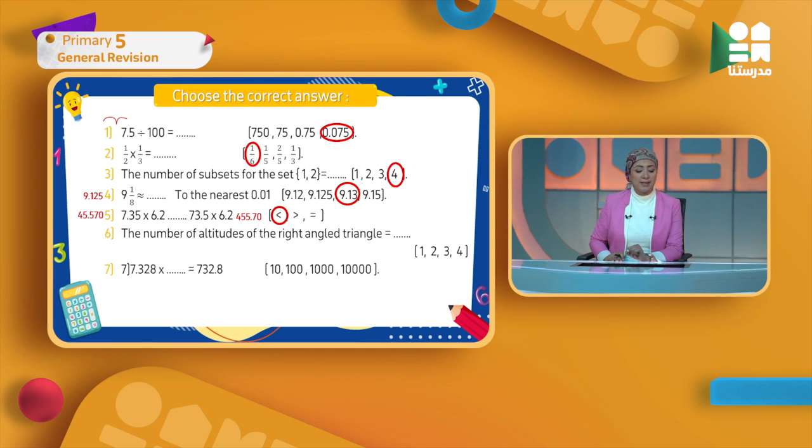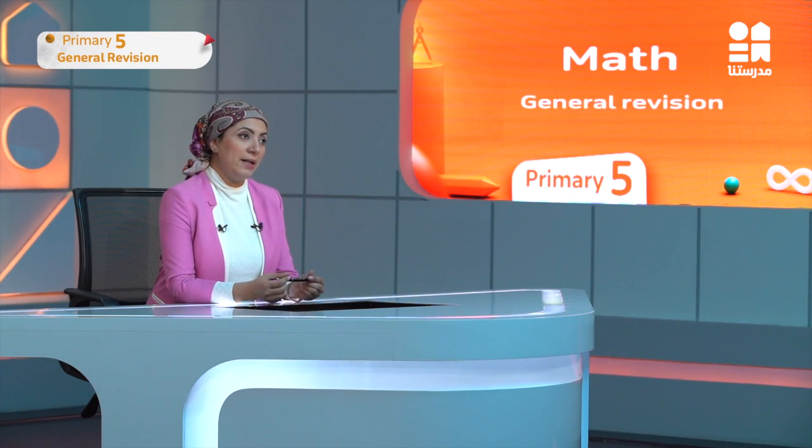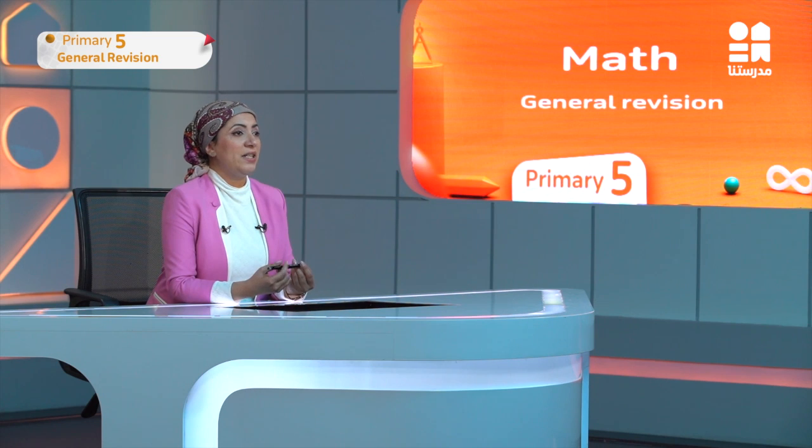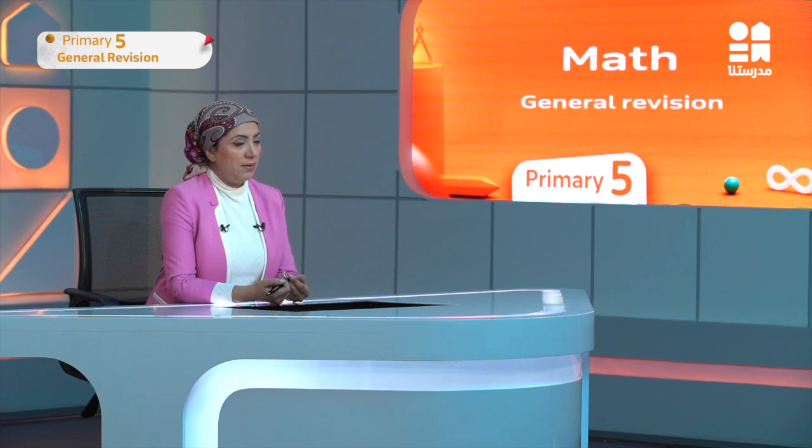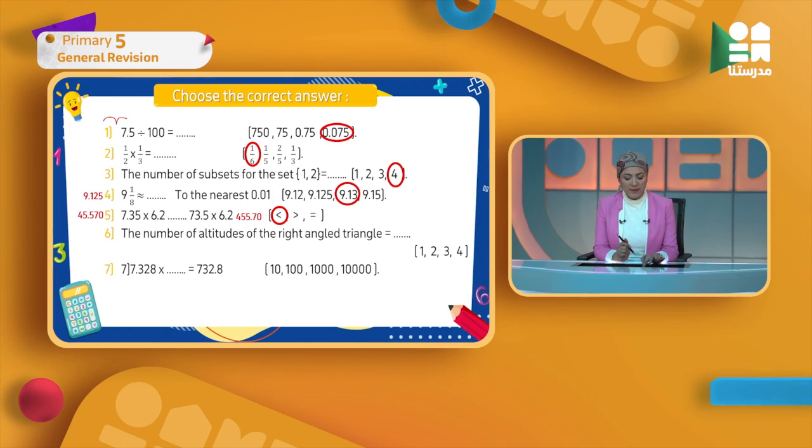Now question 6. The number of altitudes of the right angle triangle. أيا كان نوع التراينجل اللي عندي، احنا اتفقنا انه any triangle has 3 altitudes. اللي بيختلف عندنا where the 3 altitudes meet. إنما the number of altitudes ثابت في أي triangle. So here the answer is 3.